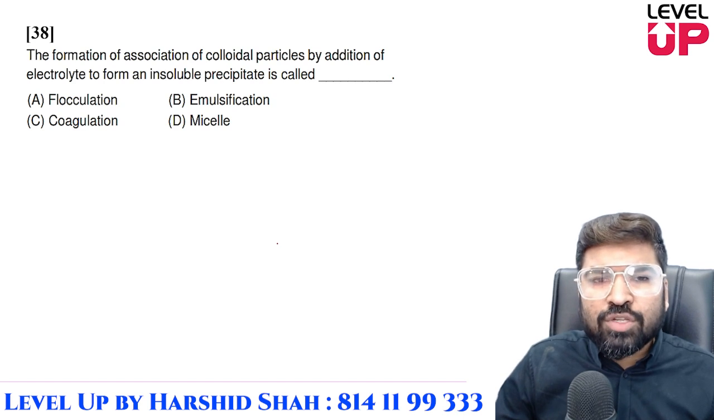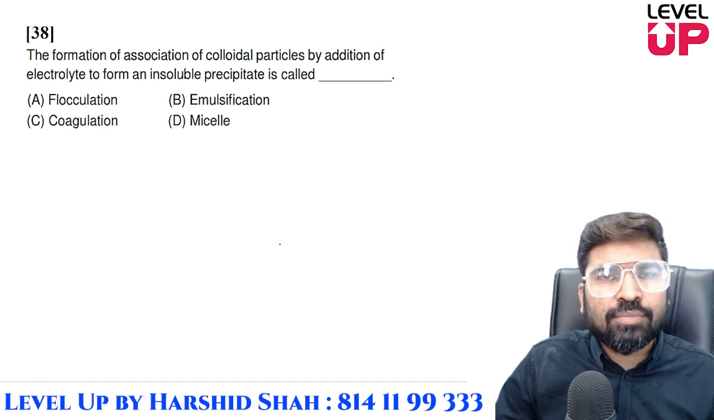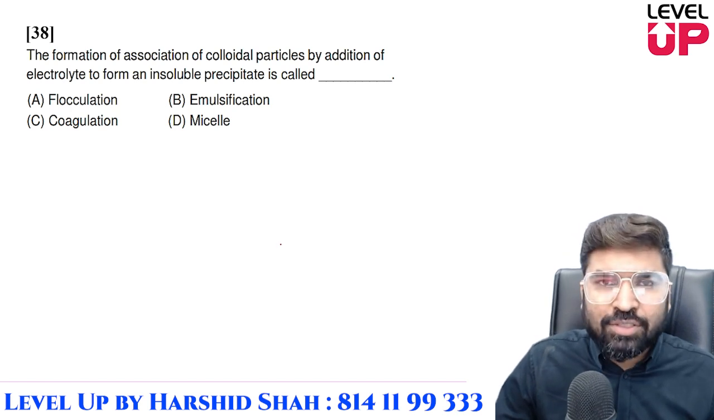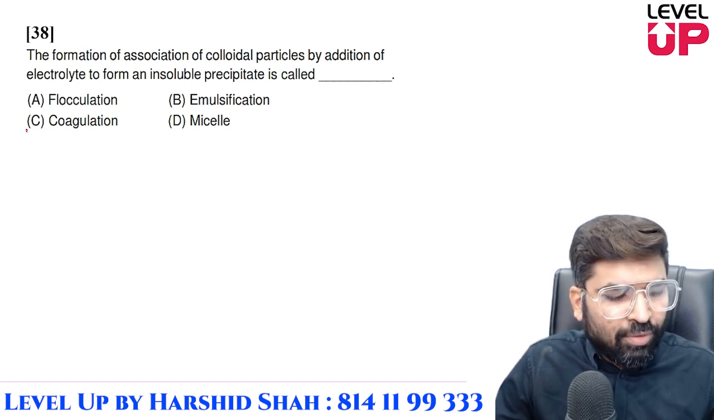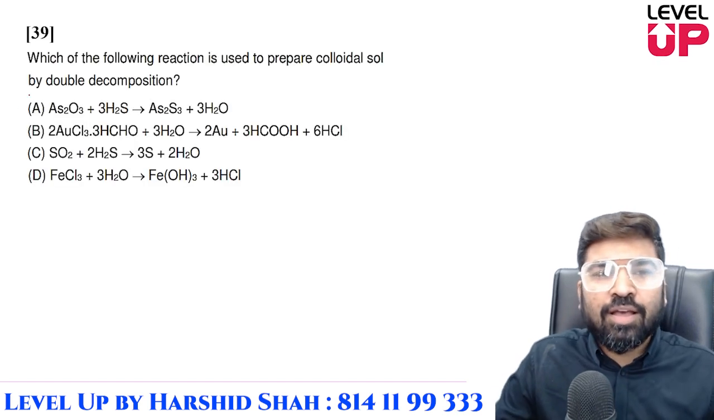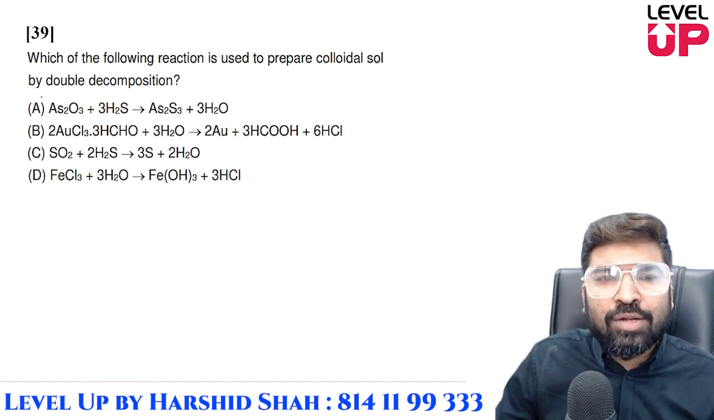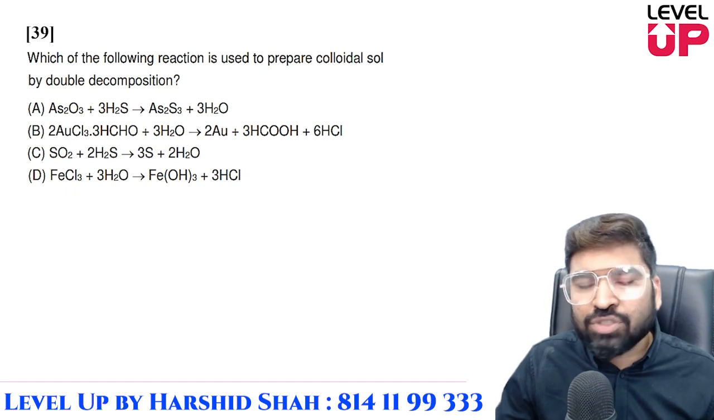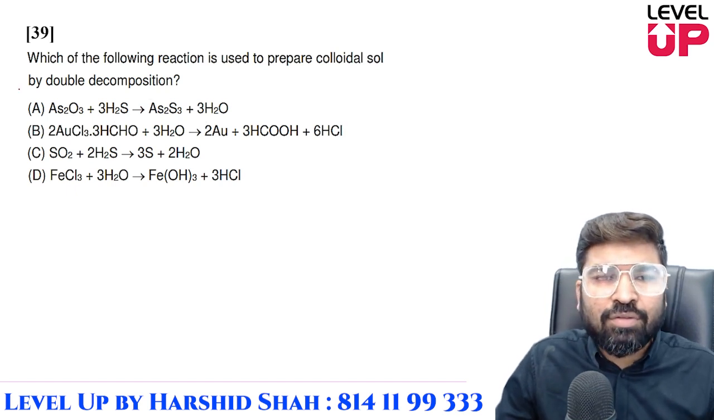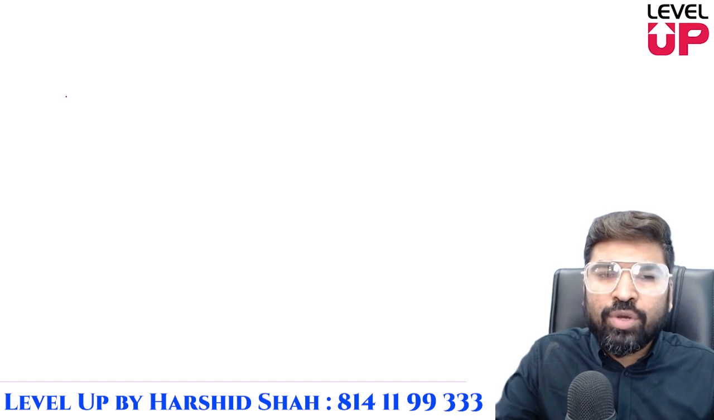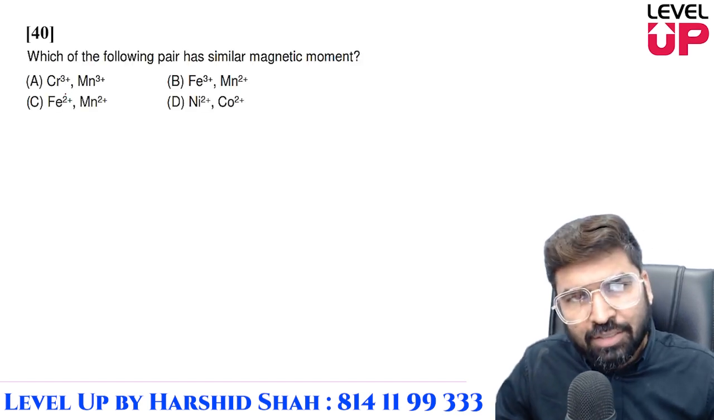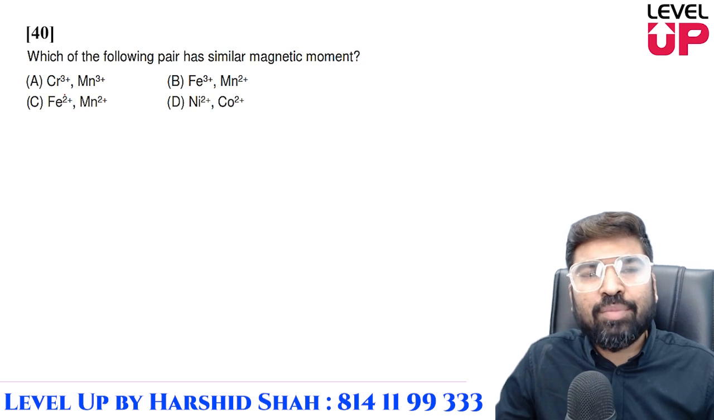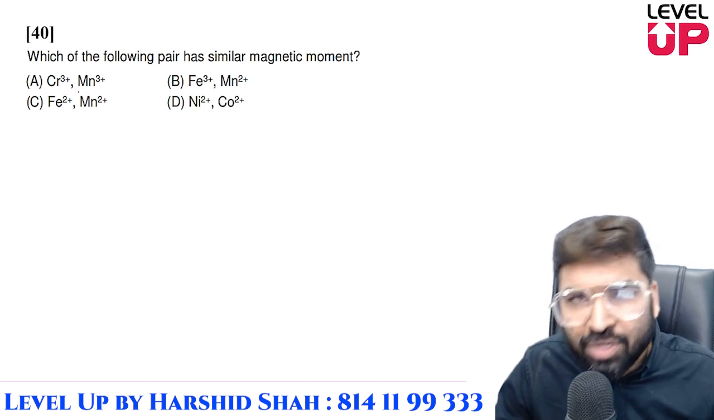The formation of association of colloidal particles by addition of electrolytes to form an insoluble precipitate. Insoluble precipitate, coagulation. Redispersible mass, flocculation. So it's definitely coagulation. Which of the following is used to prepare the colloidal salt by double decomposition? आप JEE ले लो, नीट ले लो, कोई भी NCERT ले लो, सब जगह पे डबल डिकम्पोजिशन का एक ही एग्जाम्पल होता है, आर्सेनियस सल्फाइड As2O3 गोइंग टू गिव अस As2S3.